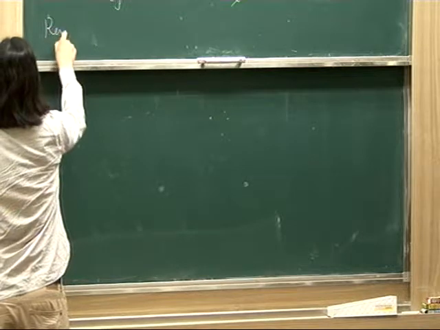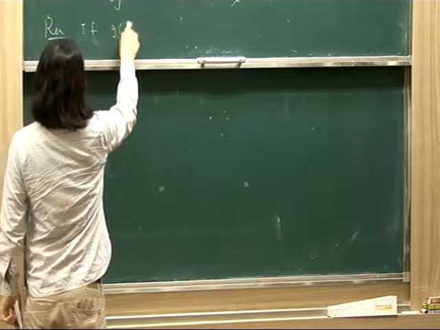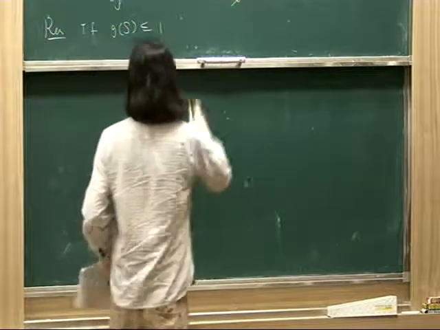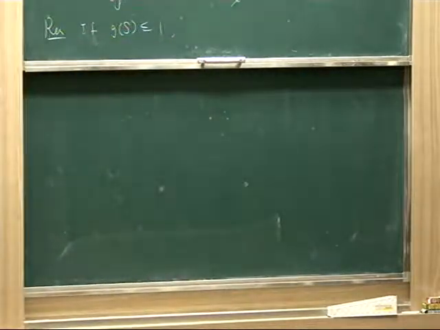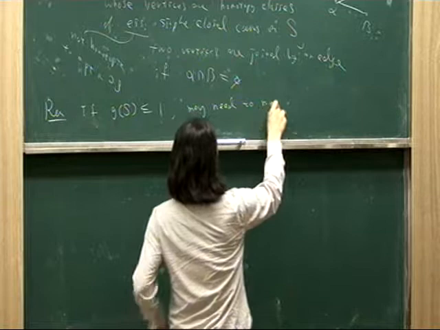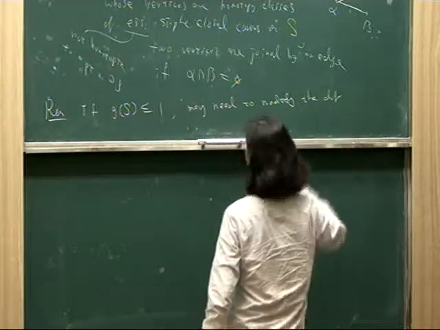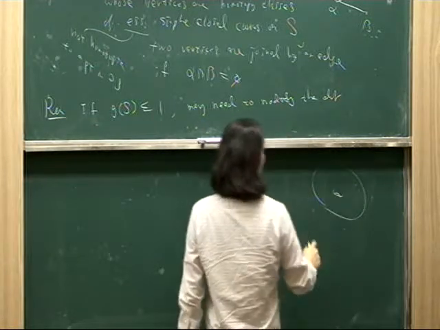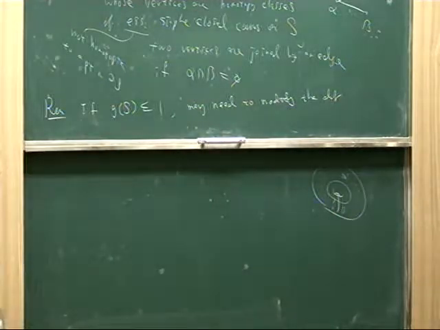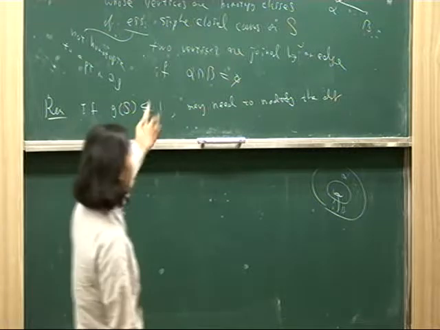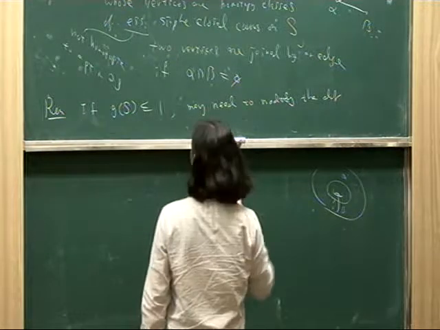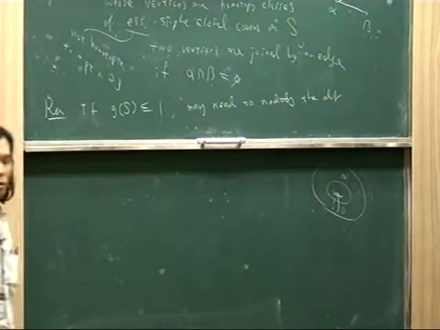Here's some remark. In fact, if the genus of the surface is small, to be precise, less than or equal to 1, you may have to modify the definition. For example, for the torus, if you take any two non-homotopic curves, they have to intersect. That means this complex is going to be just disjoint points. So in this case, you change the rule when you join two vertices.